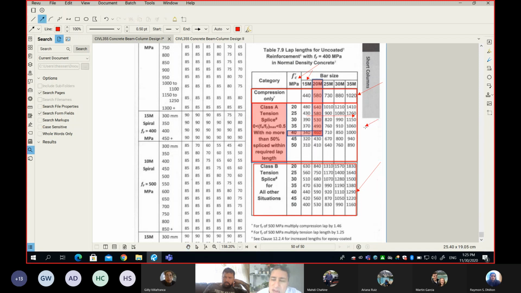How about this one here? This one here is something in between. Now, how would I know? Of course, if you know it's compression only or class A or class B, right away you know where to go in the table to find the splice length.